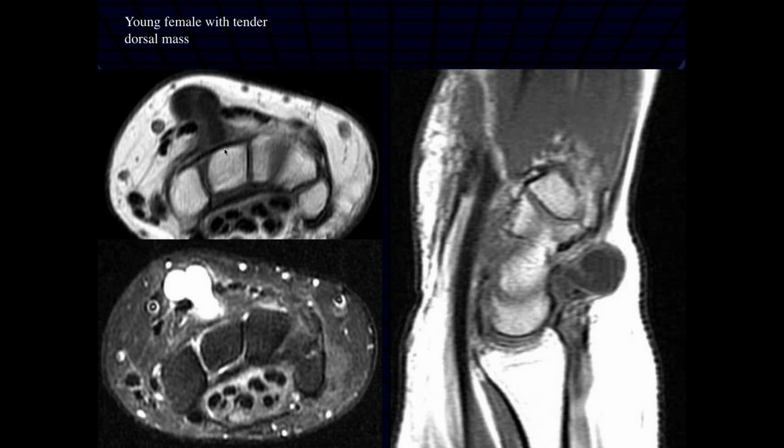So this is a dorsal ganglion. Yeah, it's probably just a ganglion. And they're extremely common in the wrist. And we typically don't give contrast for these, because this is a very characteristic location for a benign cyst.